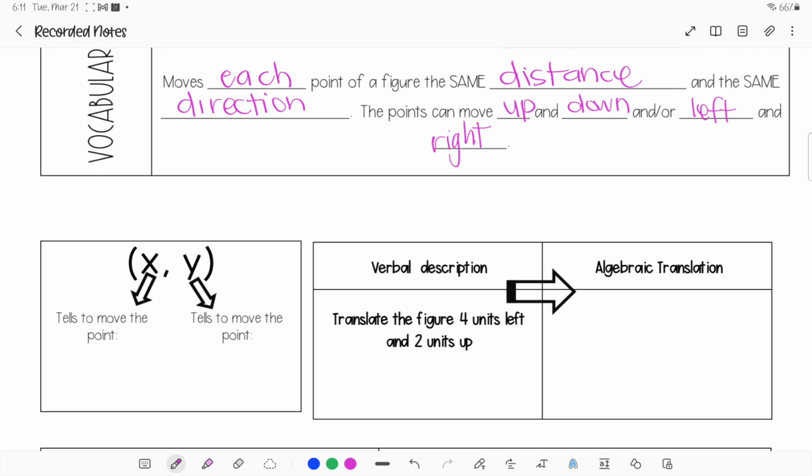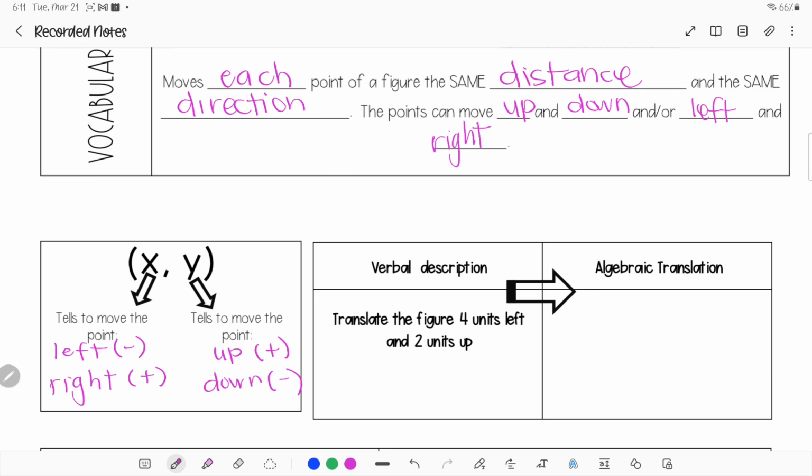Your X value, the first one, is going to tell us whether we're going to move left or right. If we move left, it's going to be a negative number. If we move right, it will be a positive number. The other one will tell you to either move up or down, and that will be the Y value. Up is positive, and down is negative.